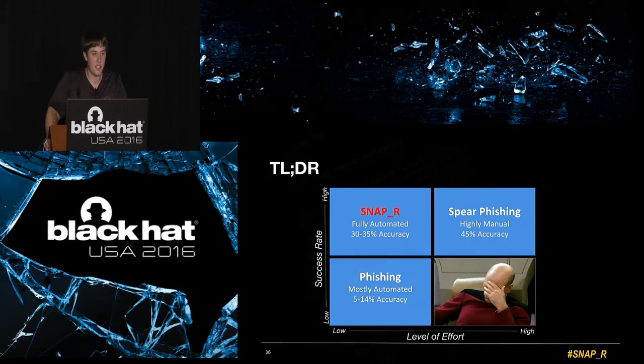On the other hand, spear phishing, which is highly manual, takes around 10 minutes to actually create a single post because you have to research the target, figure out what they like, figure out what time, that sort of thing. It's super highly manual, and you only still get around 40 to 45% accuracy in the best spear phishing campaigns. And in our multiple tests, we found that Snapper actually is fully automated. We just click a button and it runs, and it gets between 30 and 35% of people clicking through the link, which is actually pretty high.